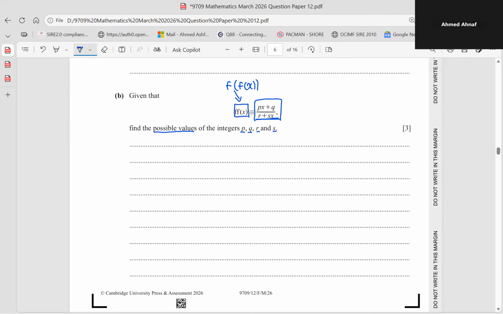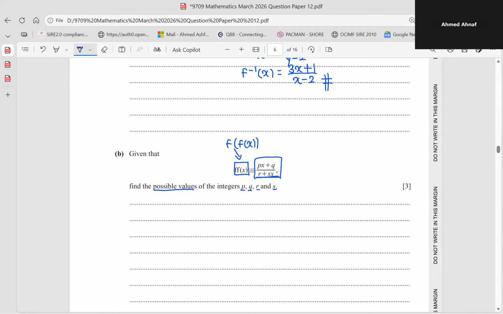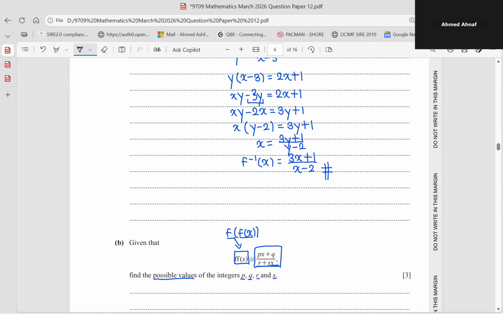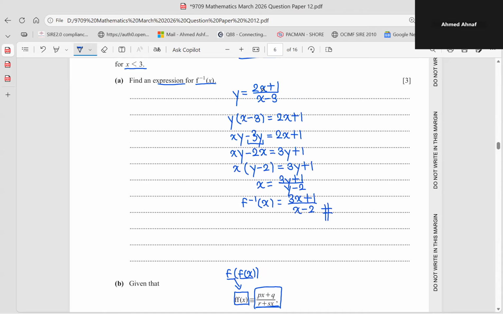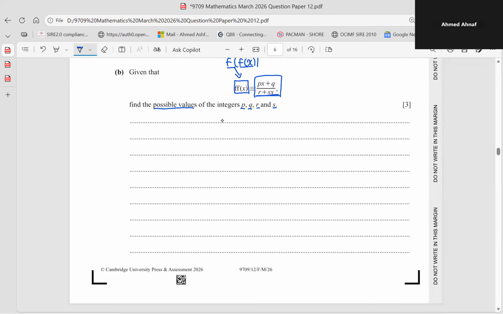Okay, so first things first, let's remind ourselves of what a composite function is. So a composite function is basically a function inside of another function. So in this case, f(x) is inside of f(x), okay? So what that looks like in practice is all the x's in f(x) are just replaced by f(x) again. So this just equals 2f(x) plus 1 over f(x) minus 3. Okay? So that's what it means. And then with that, we can get started.